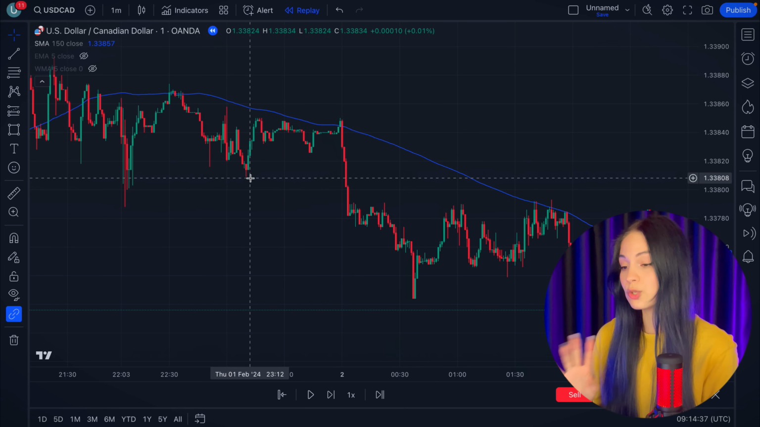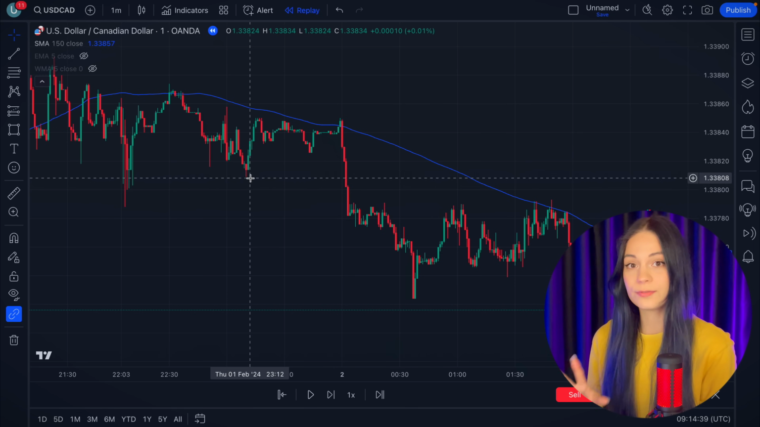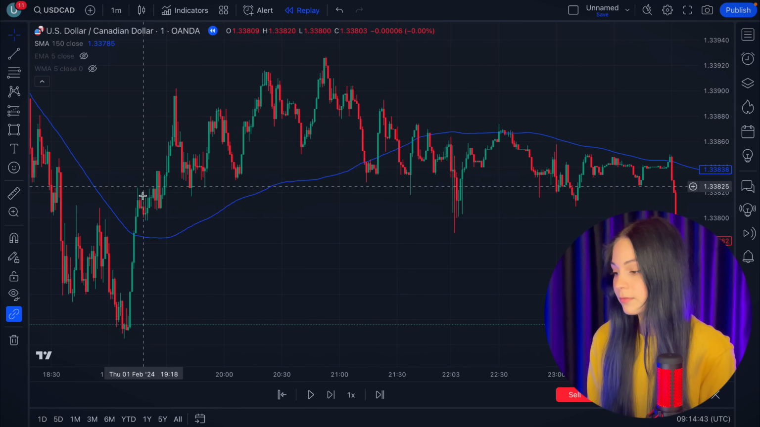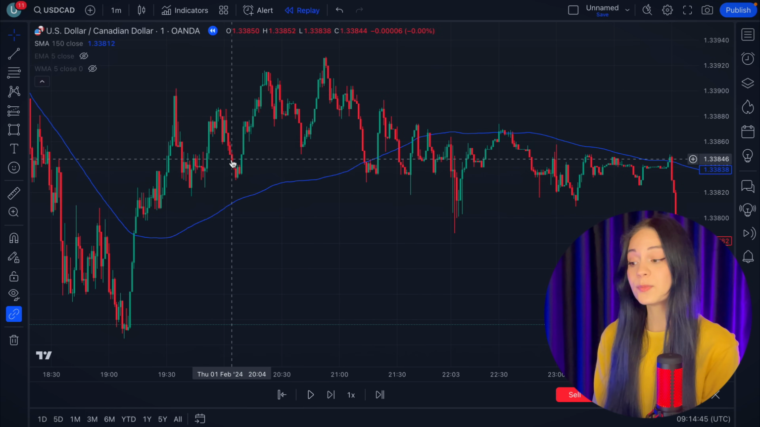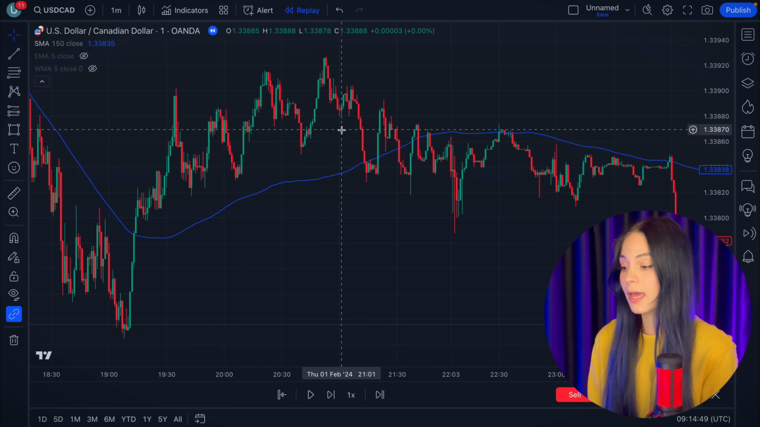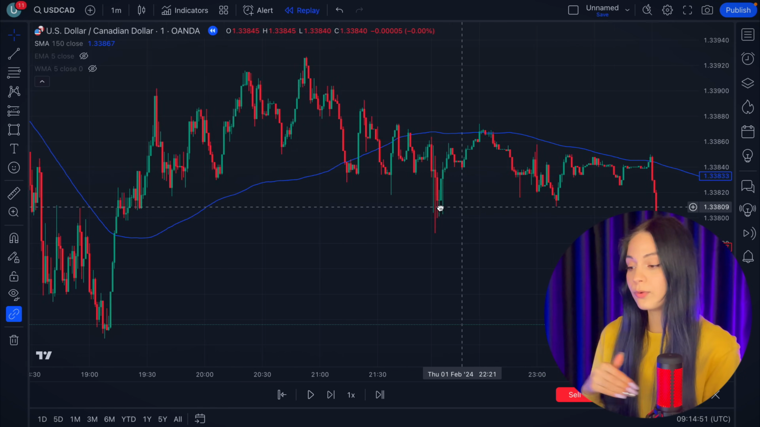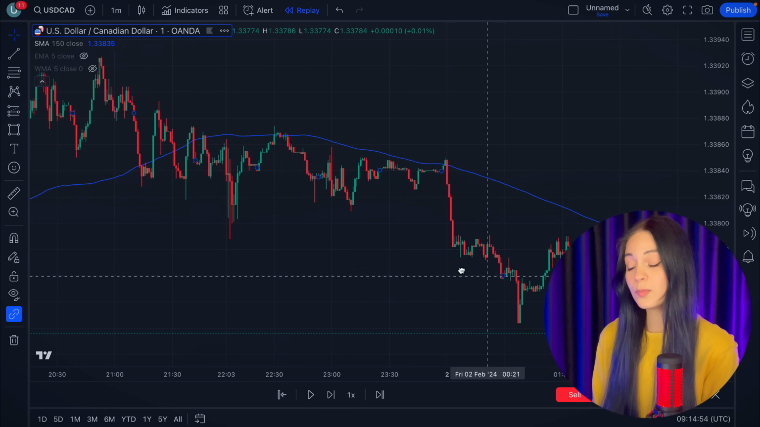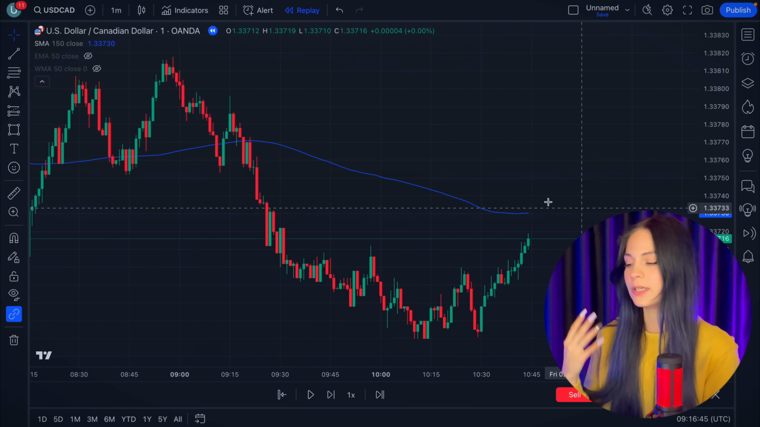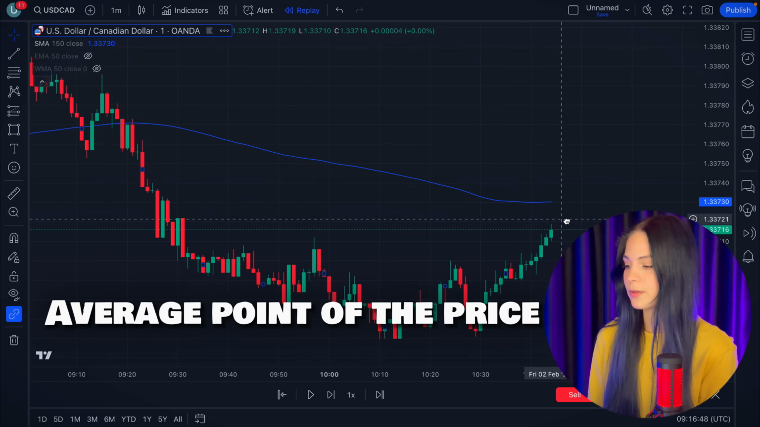So with the moving average, we can see the direction of the trend. We can see the reversal of the trend. For example, right here, we see that the price was in an uptrend. It was above the average point. Then it broke through the average point and the price started moving down. In this case, we just talked about how the simple moving average works, right? Everything was quite easy, I hope. It's just the average point of the price.